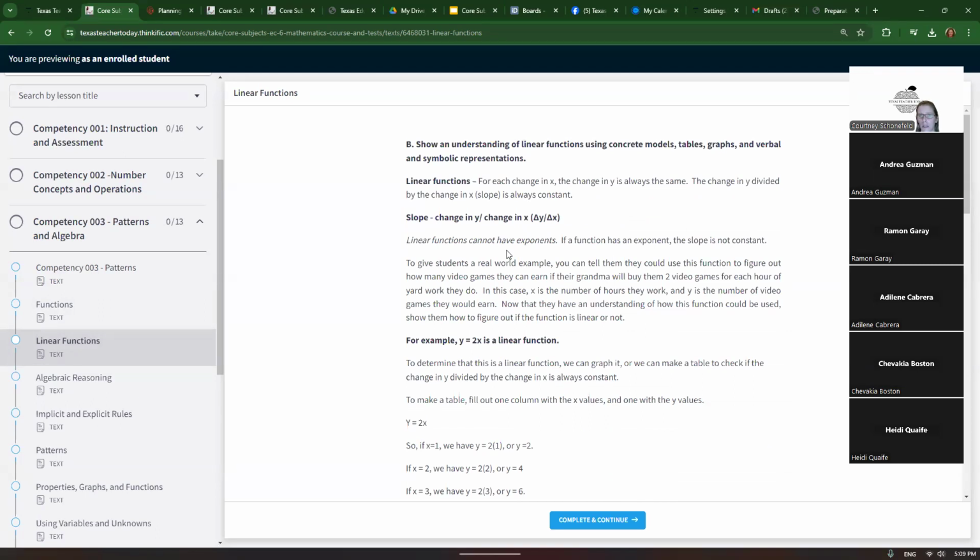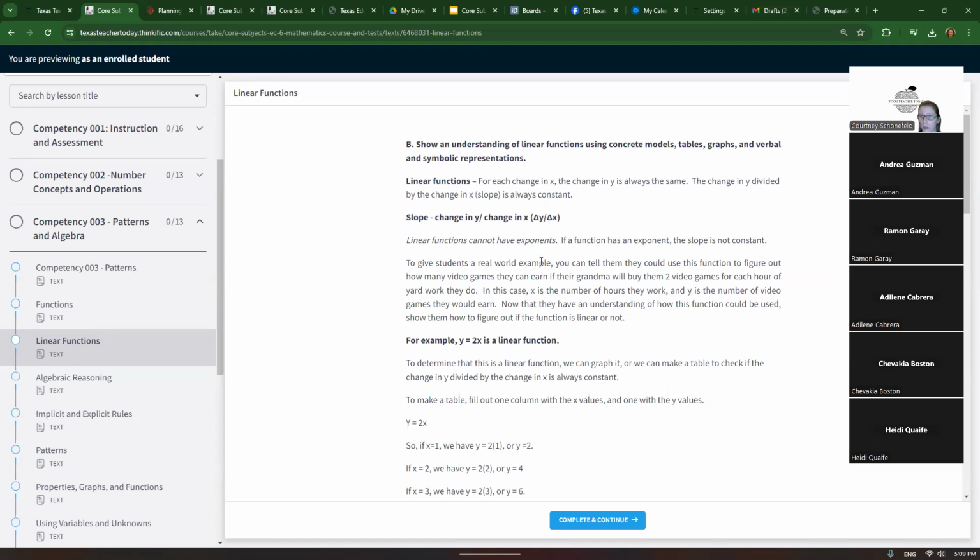The change in y divided by the x is always constant. That's called slope. Slope is also called m. That's the variable used for slope. It's the change in y over the change in x. You might see it written delta y divided by delta x. Linear functions can never have exponents. If a function has an exponent, the slope is not constant, right?